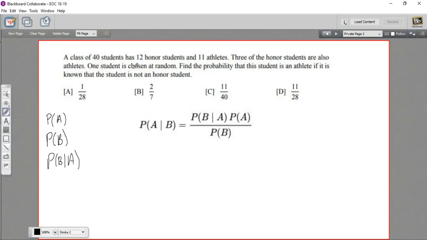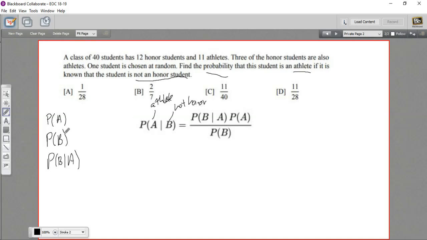It says a class of 40 students has 12 honor students and 11 athletes. 3 of the honor students are also athletes. 1 student is chosen at random. Find the probability that the student is an athlete if it is known that a student is not an honor student. Okay, so we want to find the probability of being an athlete if the student is not an honor student. What that means is that A is athlete and B is not honor student.